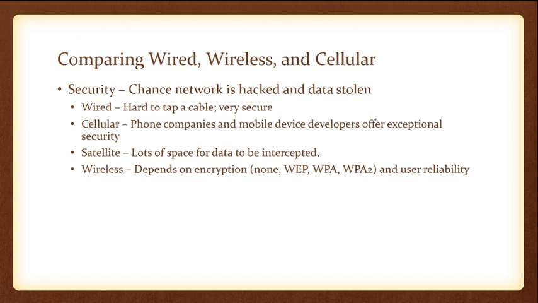Next is satellite. Satellite has a lot of space for data to be intercepted. As you can imagine, between you and that satellite are miles and miles and miles of empty airspace. There's a lot of places where somebody can intercept that data.